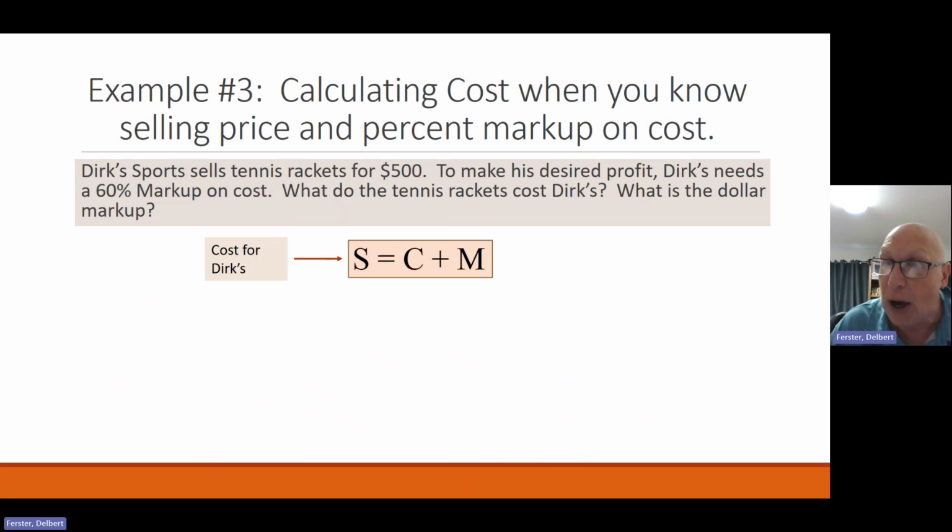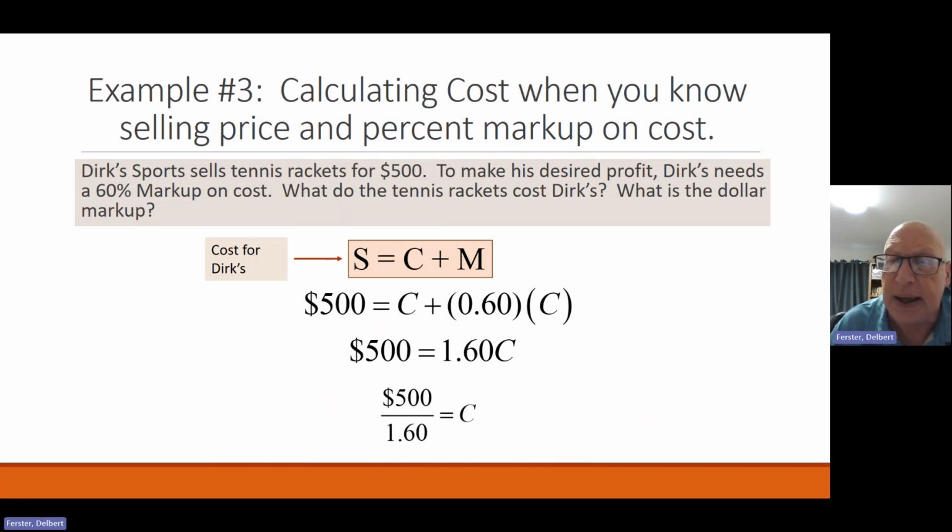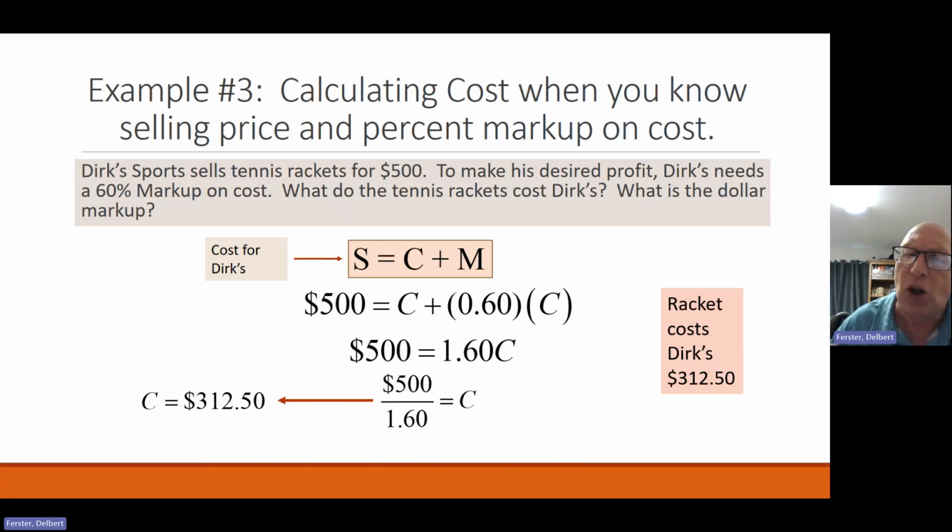Let's let cost be unknown at C, and let's realize that the markup in this case is reflected as 60% of C. And again, welcome to Dell Combines Like Terms, and you've got 1C combined with 0.60C, and you've got 1.60C. Grab your calculator, we're going to divide by 1.60, and you're going to find that in this case, the cost for that tennis racket for Dirk was $312.50. A little tougher than the first couple examples, a little algebra here that maybe we didn't get involved in the first couple, but again, I don't think it's anything too painful. The racket cost Dirk $312.50.